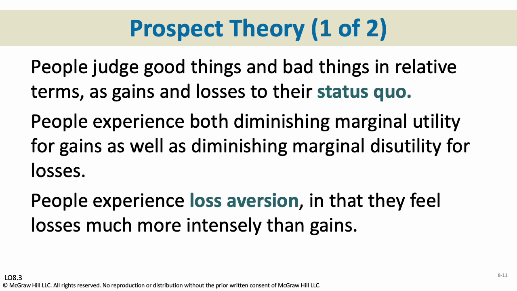So prospect theory, people judge good things and bad things in relative terms and as gains and losses to their status quo. People experience both the diminishing marginal utility for gains as well as diminishing marginal disutility for losses. And people experience loss aversion in that they feel losses much more intensely than gains.